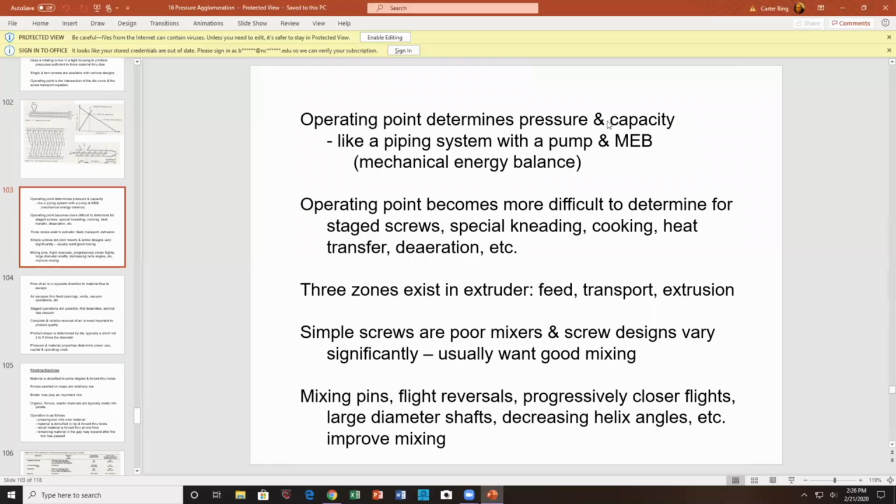Operating point determines pressure and capacity. Like I said, similar to the MEB and pump curve intersection. Operating point becomes more difficult to determine for staged screws, special kneading, cooking, heating, transfer, aerations.